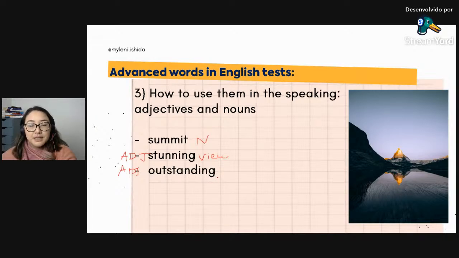Can you see? I just gave you 3 words that you could use. You don't need to use all of them at once. Remember, don't use many advanced words at once. Okay? Don't be obsessed. You have to have a balance. Okay? So you're going to use 1 or 2. Right? This is it. The advanced words, you're going to put carefully in your speaking and in your writing. Okay? So use them carefully.